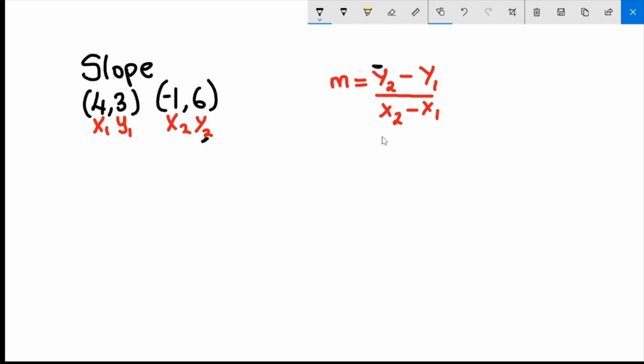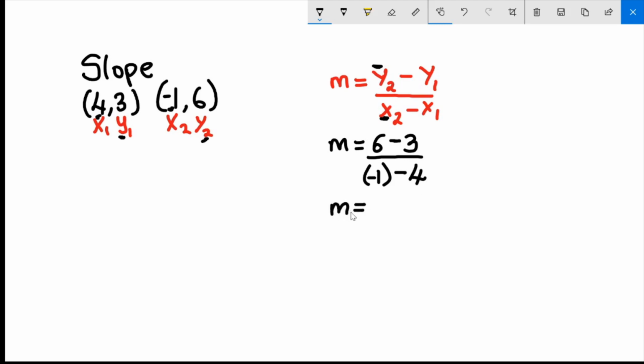y2 is 6. So m is equal to 6, and then y1 is right here, y1 is 3, minus 3 divided by, and then x2, we look for x2 here, is -1. So I'll put -1, and I'll put it in parentheses just so that I don't confuse it. And then minus x1, and x1 is right here, it's 4.